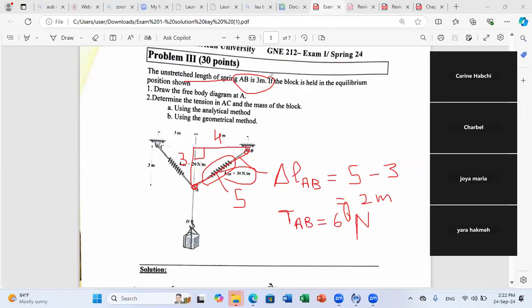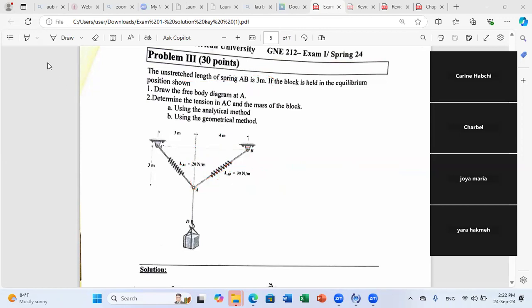Okay, so let us continue. Now I know the tension in AB is 60 Newton. Let me annotate my figure again. This is the weight, mg. I will take G to be 10 for simplification, so I have 10 m here. I have the tension here equal to 60 Newton.